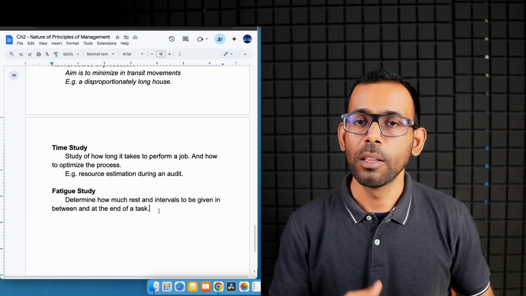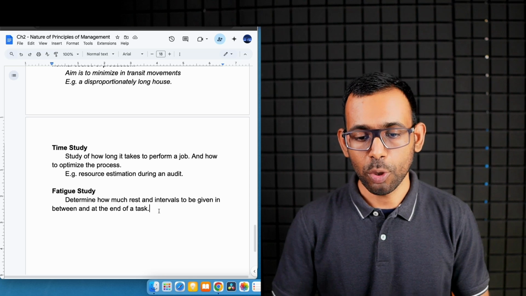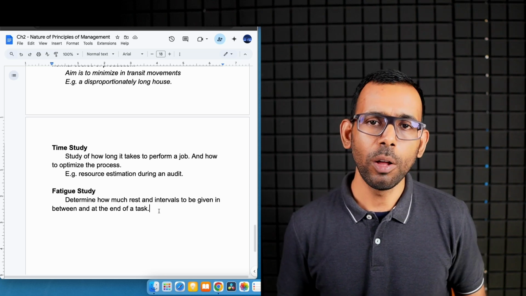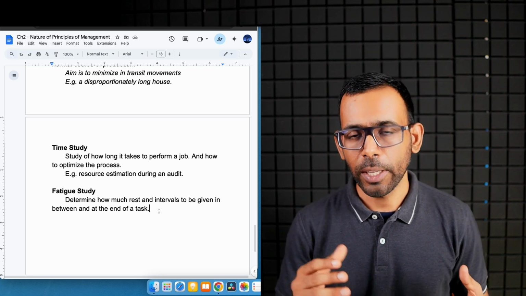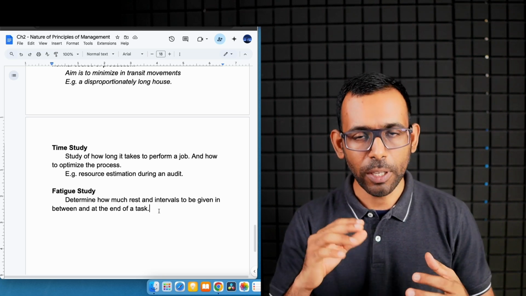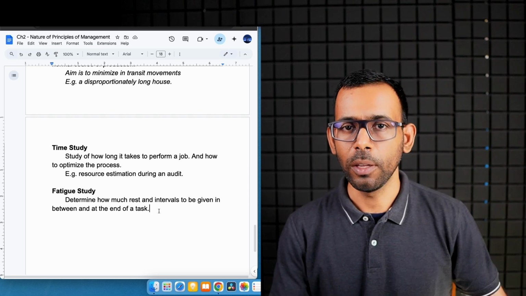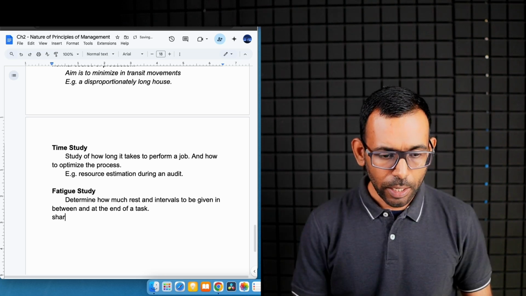And the last is fatigue study. Determine how much rest and intervals are to be given in between and at the end of a task. So we all know the importance of recovery. If we don't recover and if we keep on pressing the gas pedal and we keep on going, we will get burnt out at one point.